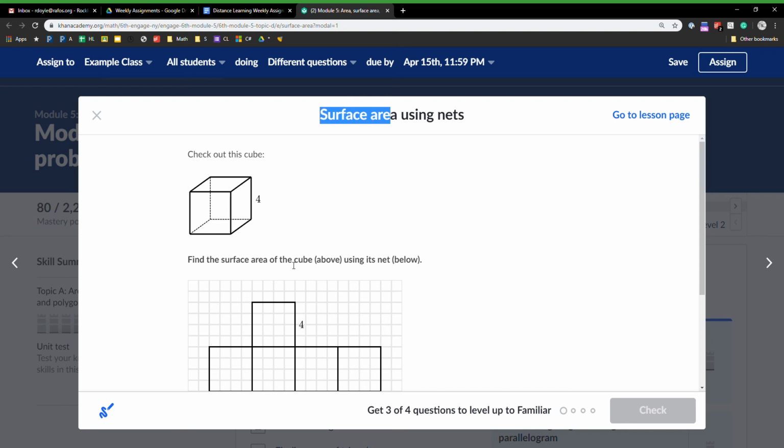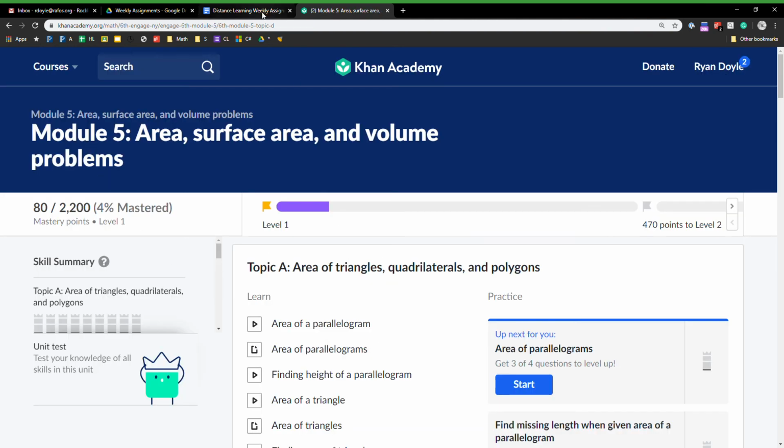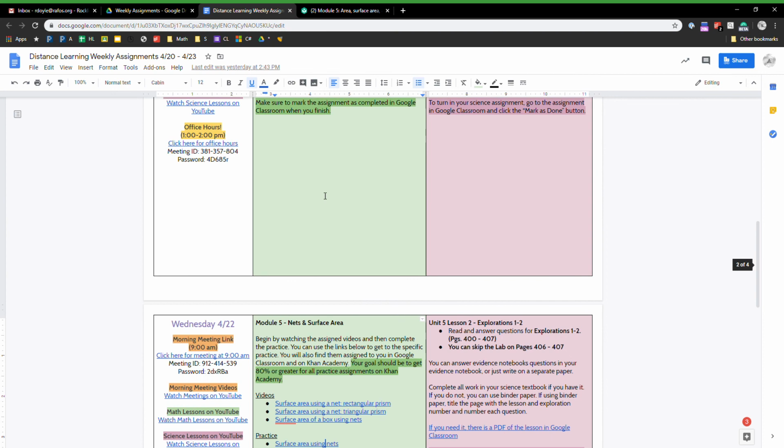So with a cube, it's actually pretty easy to find surface area. But with a more complicated shape, you might have one like the example from yesterday, right? Let's go back to that actually. It'll be easier to get to it from here.